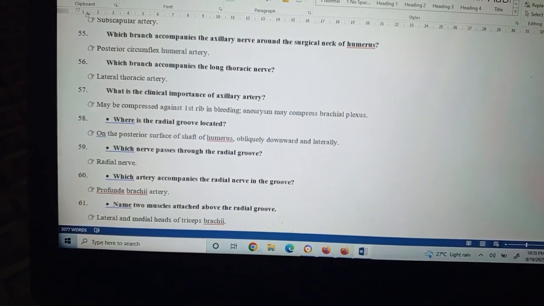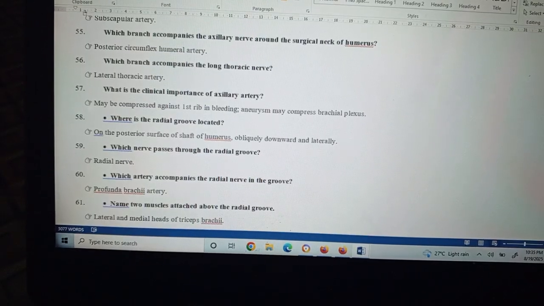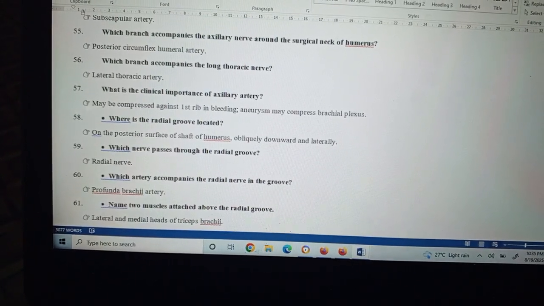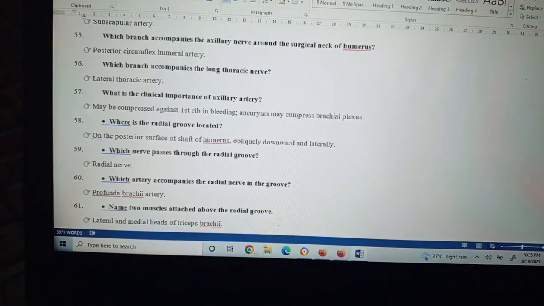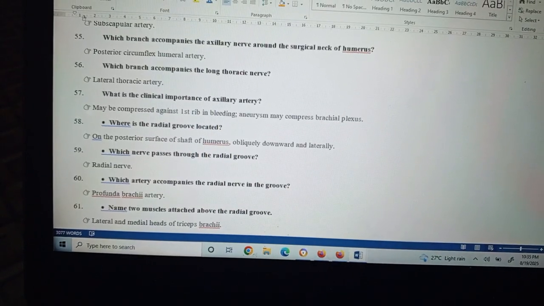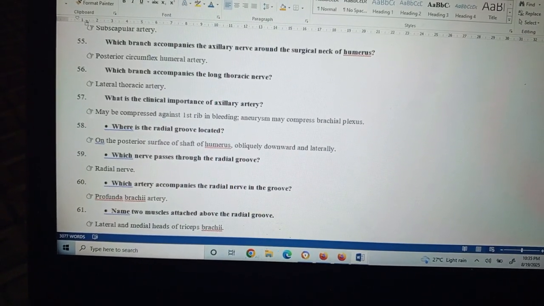Which branch accompanies the long thoracic nerve? Lateral thoracic artery. What is the clinical importance of the axillary artery? It may be compressed against the first rib in bleeding. Aneurysm may compress the brachial plexus.